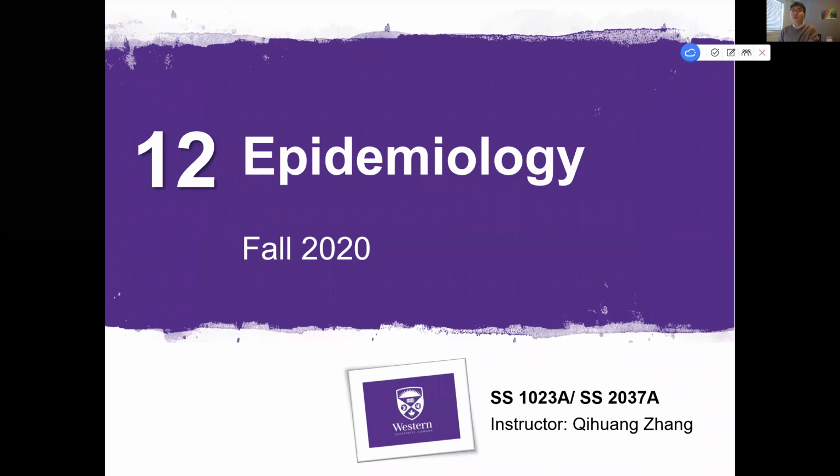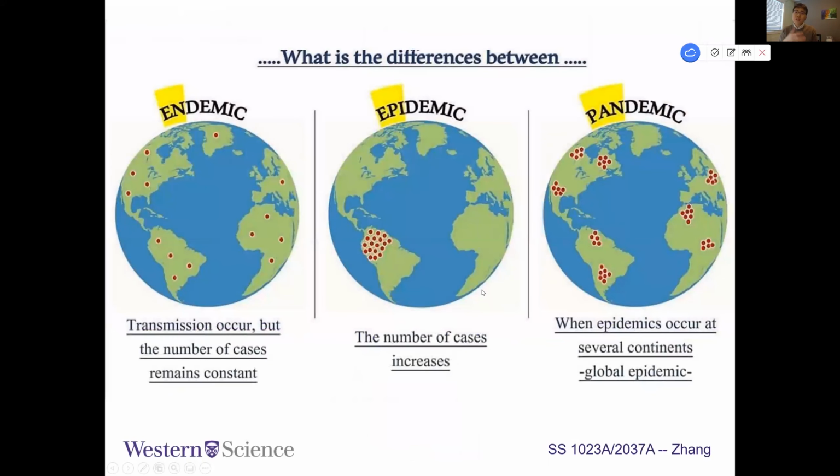So as you can see from the screen, today we are going to talk about epidemiology. I guess most of you probably have no idea what epidemiology is about, but I'm pretty sure you know what an epidemic is, because right now we are exactly in the middle of the pandemic era. In fact, epidemiology is closely related to infectious disease. According to WHO, there are three different categories when we define the level of the infectious disease. At the lowest level is the so-called endemic.